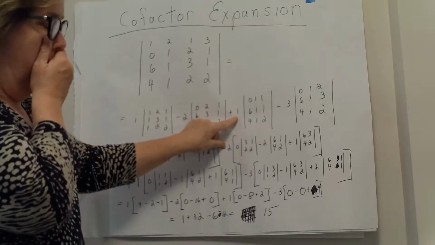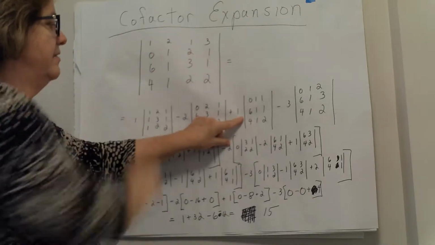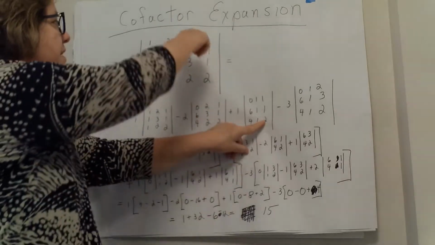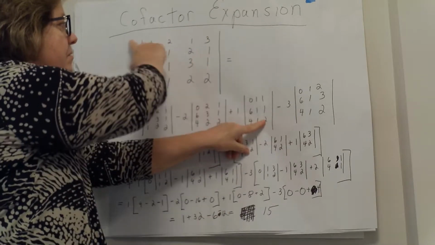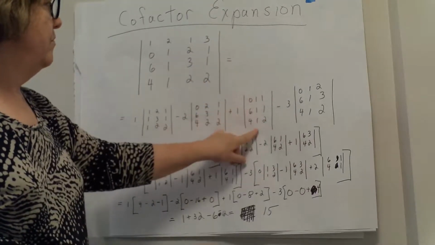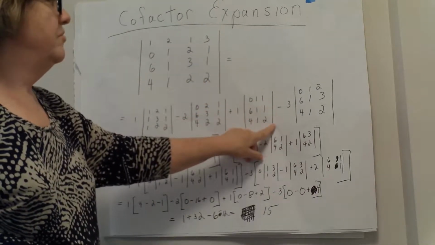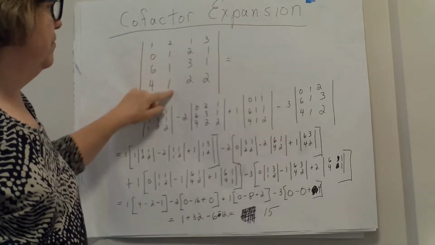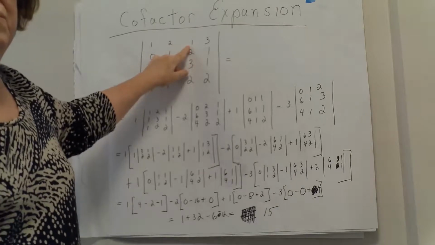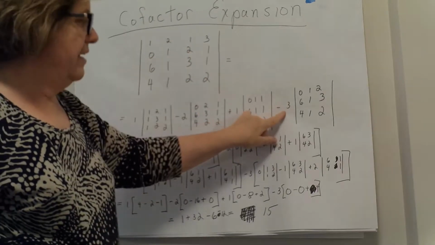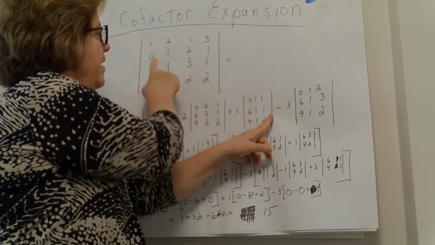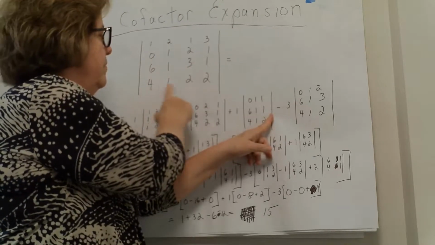Plus 1 times the determinant of the matrix we have left when we eliminate that column and that row, and we get 0, 6, 4, 1, 1, 1, 1, 1, 2, because we've eliminated the row and the column that that 1 is in. Then minus 3, eliminate the column and the row, and we have left 0, 1, 2, 6, 1, 3, 4, 1, 2.